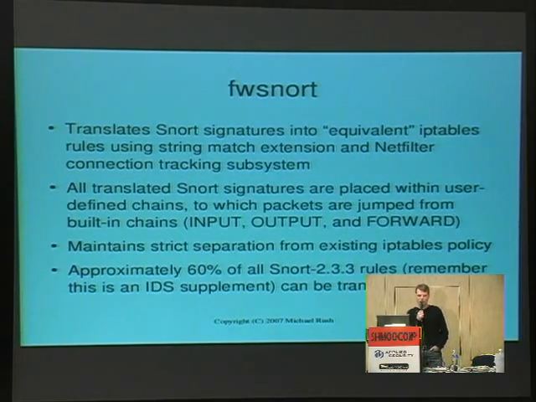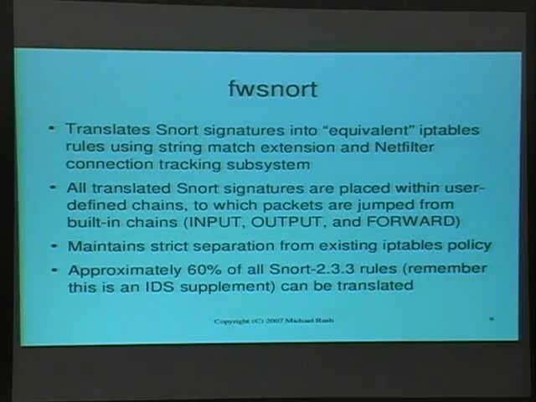The 60% translation rate, incidentally, is up about 10% from the previous release. So in the current release of fwsnort, which is 0.9.0, it now is able to translate Snort rules that make use of multiple content matches because the iptables infrastructure is so good now that it allows multiple matches per rule. And we'll see some examples of that shortly.